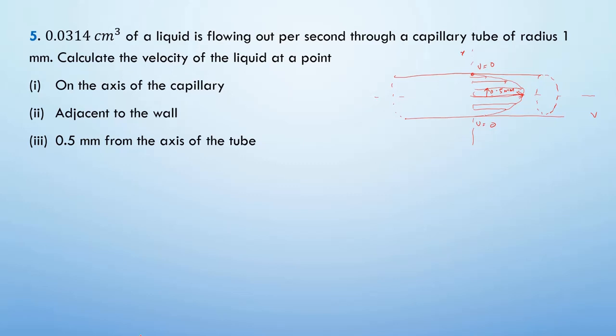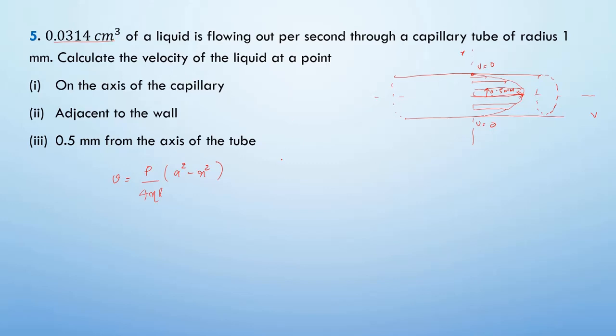So we have an equation for velocity. The velocity equation is given by P by 4 eta L into a square minus x square. This is the velocity function, and here we need to find this velocity. What are the values given? Let's say there is volume given.